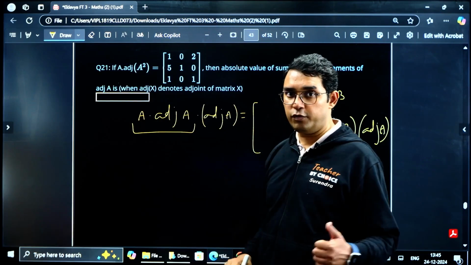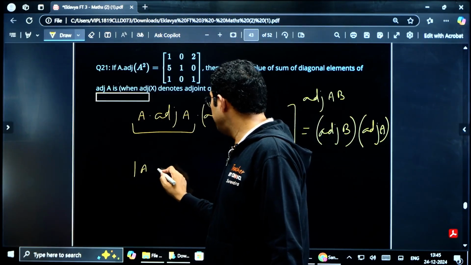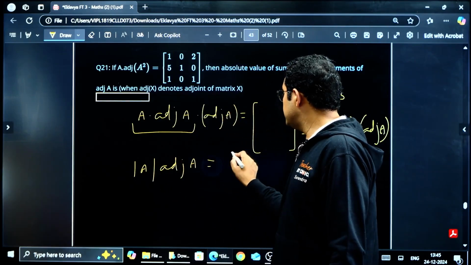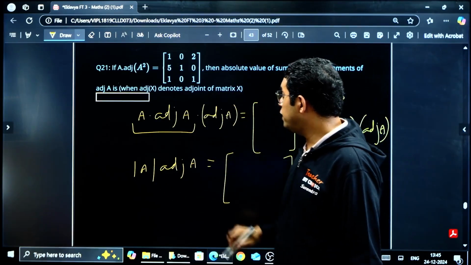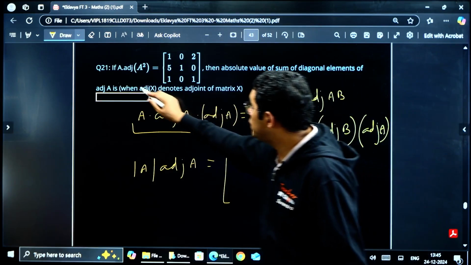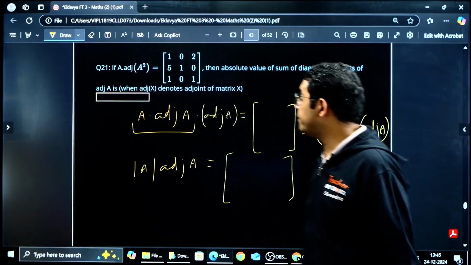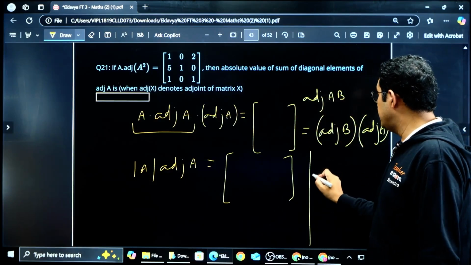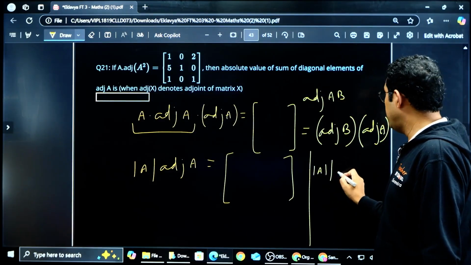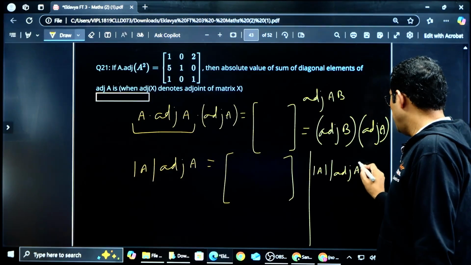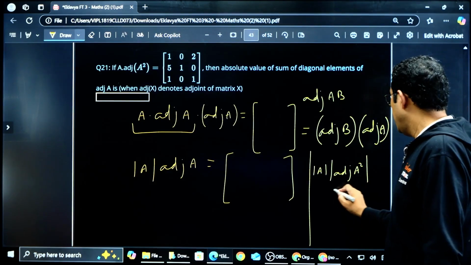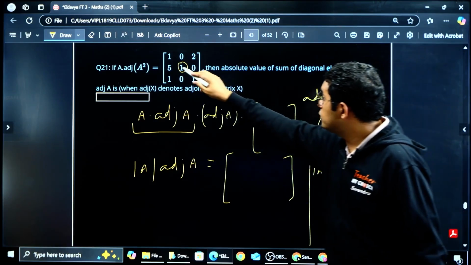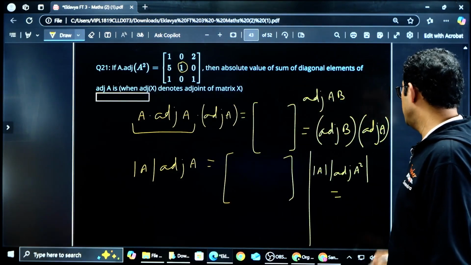Now A into adjoint of A is determinant of A into I. If you multiply it here, it will be nothing but adjoint of A itself is equal to this matrix. Now to find adjoint of A, we need to take the determinant of this entire thing. It will be determinant of A into determinant of adjoint of A square. Okay, and we can open in the second column. So if I open, 1 minus 2, that is minus 1.